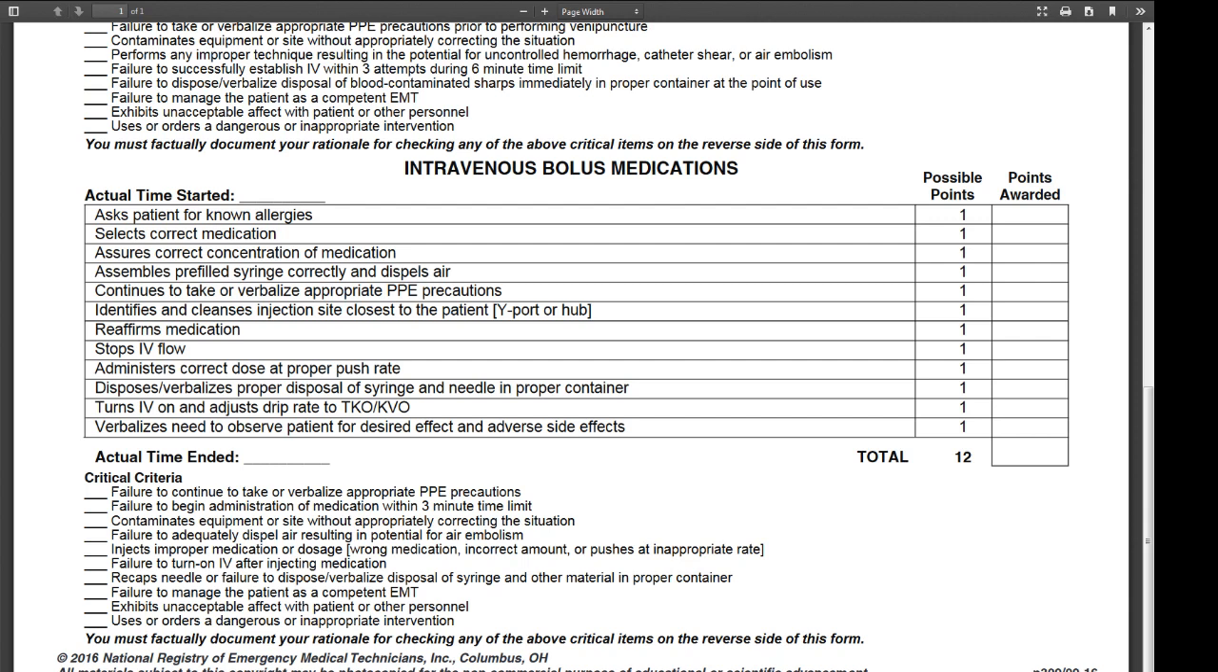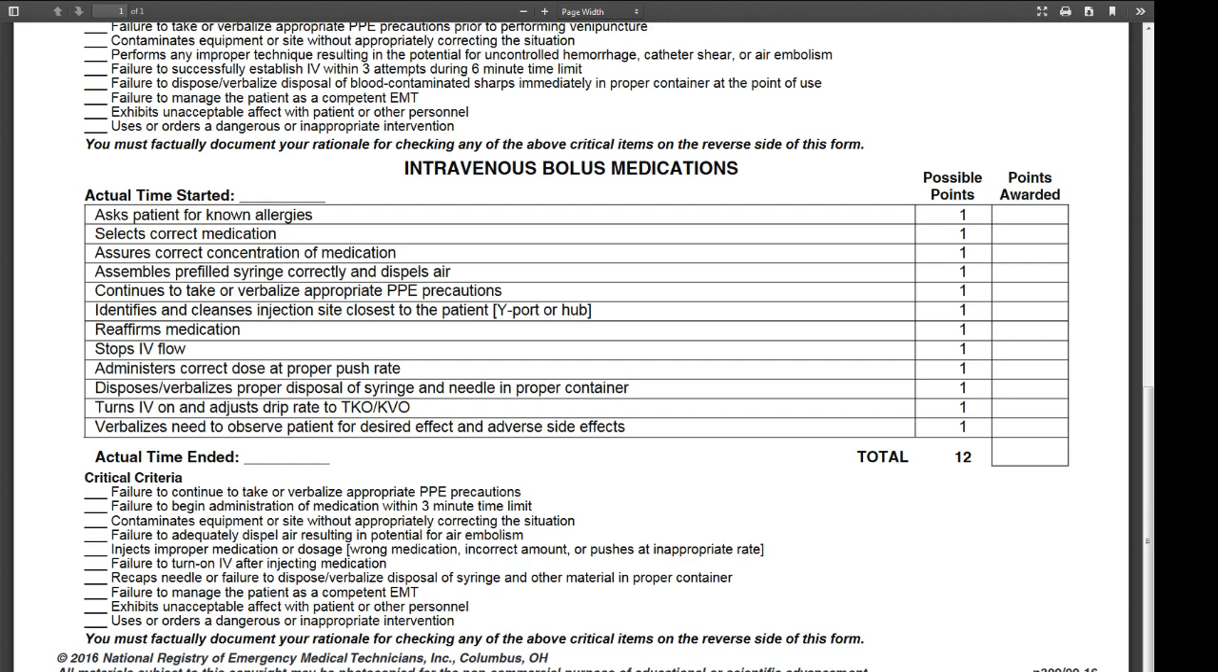Contaminates equipment or site without appropriately correcting the situation. Failure to adequately dispel air resulting in potential for air embolism. Injects improper medication or dosage, wrong medication, incorrect amount, or pushes at inappropriate rate. Failure to turn on IV after injecting medication.